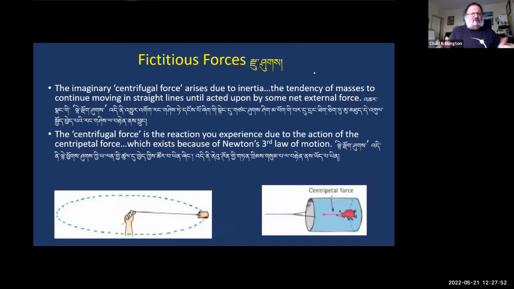This is sometimes referred to as centrifugal force, but it's not even real.